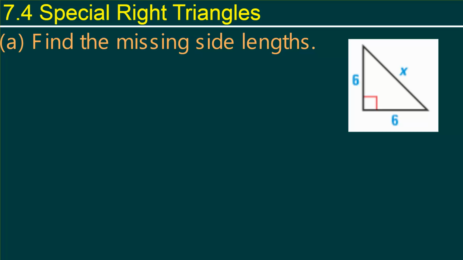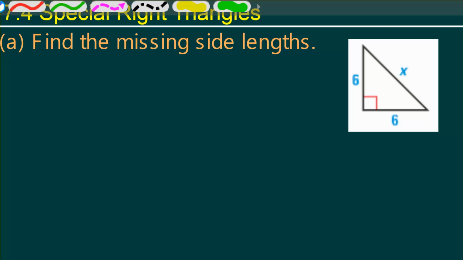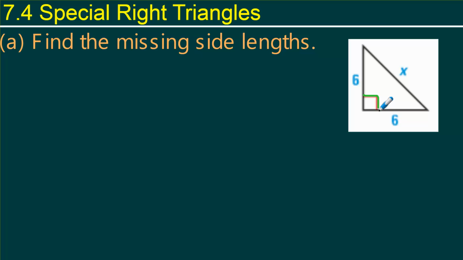Okay, so hopefully you've paused this video and you've worked out this example. We're going to go ahead and work it out ourselves. The first thing we want to do is ask ourselves, are we looking at a special right triangle? We know that it is a right triangle. Okay, so that's part of the battle. And then we have legs that are congruent.